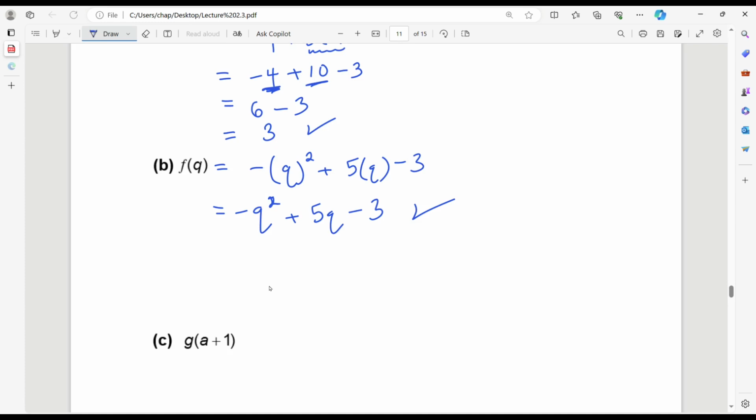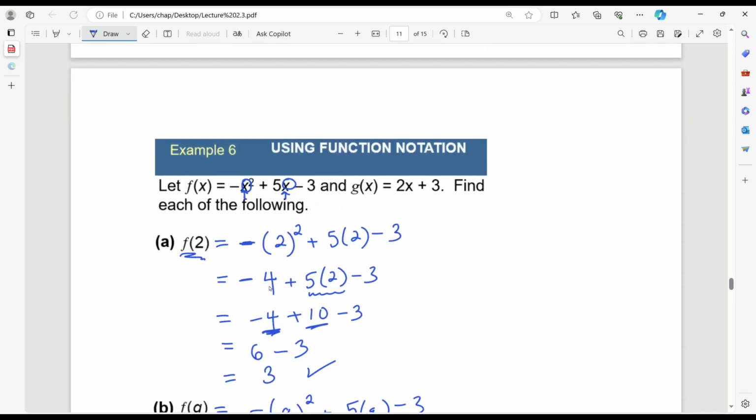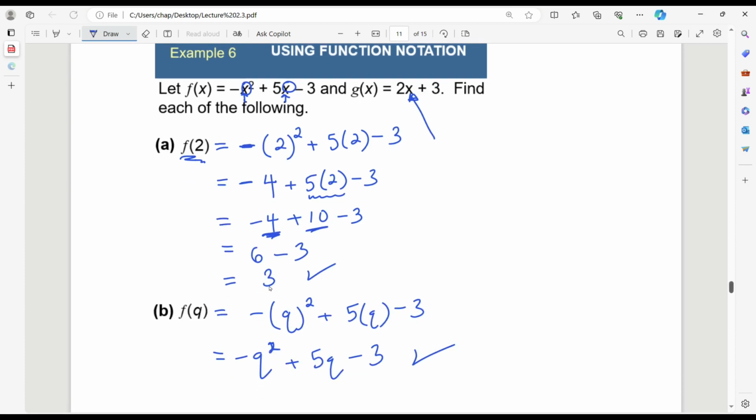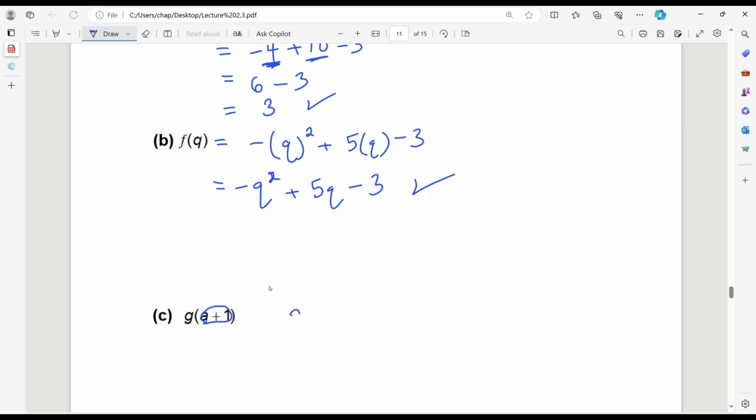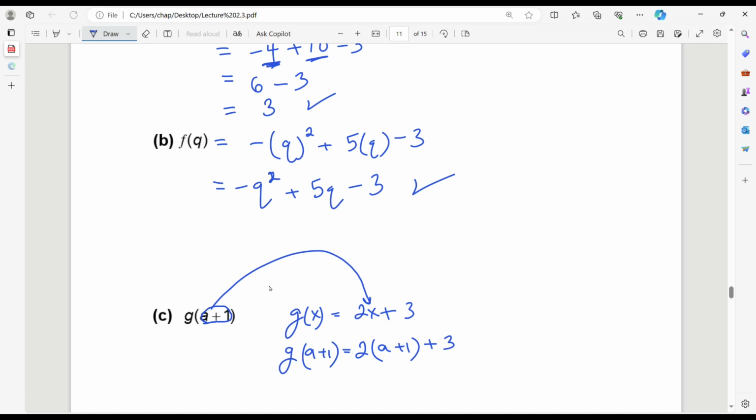Part C, we want to evaluate this at g of a plus 1. That means I'm going to take a plus 1 and plug it into the function g. g of x is 2x plus 3. Since g of x is 2x plus 3, I'm just going to substitute that a plus 1 into the x. So you should write g of a plus 1 first to let the person know what you're substituting in, and then we'll plug in the a plus 1 into our function.